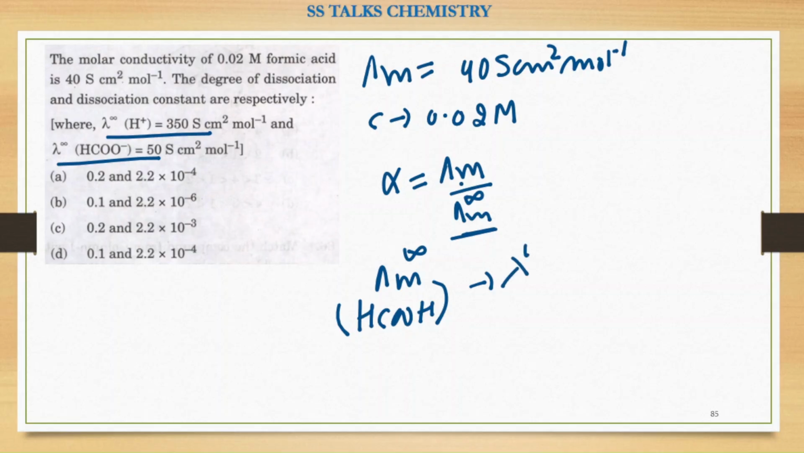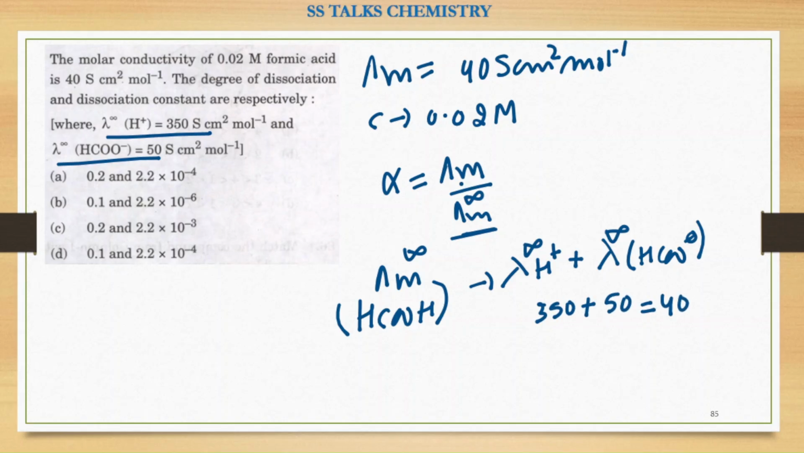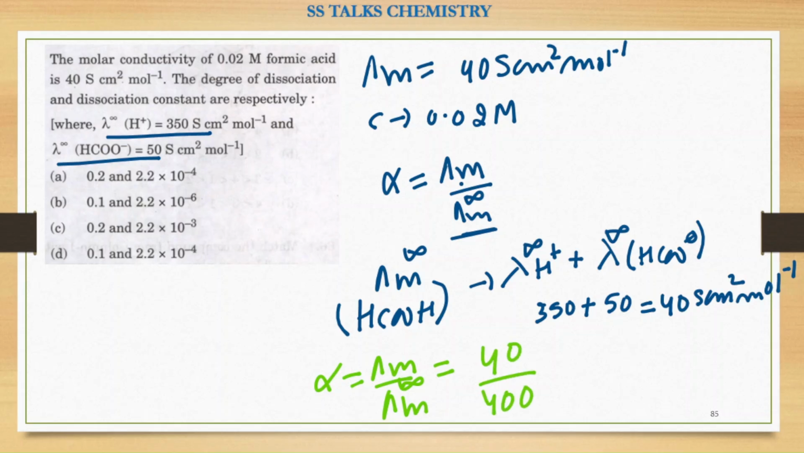So for the conductivity of H positive plus HCOO negative, just add these values. For H positive it is 350 and for formate it is 50. So that becomes 400 Siemens centimeter square per mole. This is the value at infinite dilution. So alpha is lambda m upon lambda m at infinite dilution. Lambda m is 40 and this is 400. So this is 1 by 10, that is 0.1. So the alpha value is 0.1.